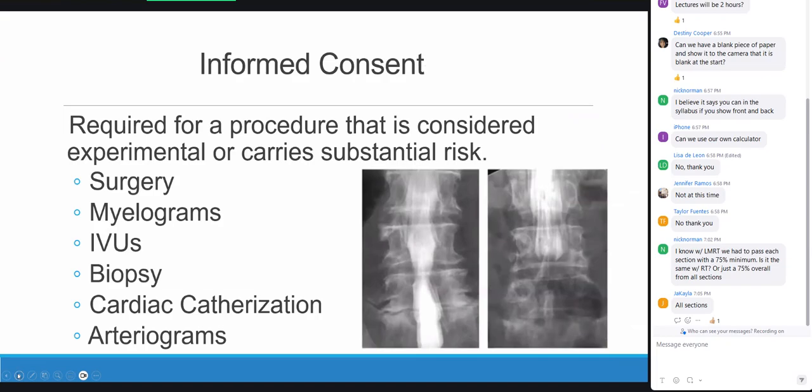Informed consent is different than that basic consent or implied consent. Informed consent is going to be required for a procedure that is considered experimental or carries a substantial risk. And again, these are all things that are going to require either the injection of contrast or the introduction of contrast in the body, or, as I said, a breaching of the skin.